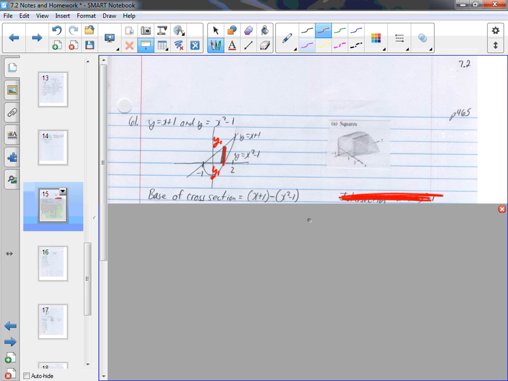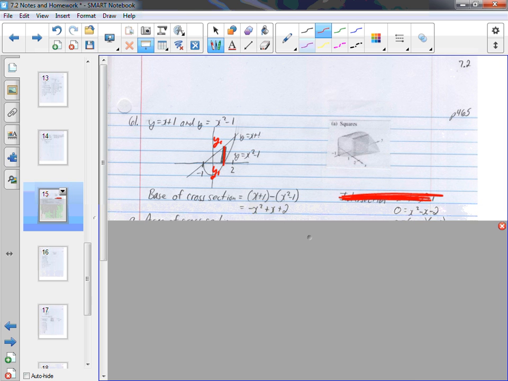So the y-coordinate on the top is called x plus 1 because that's the graph of y equals x plus 1. The y-coordinate on the bottom is called x squared minus 1 because the graph on the bottom is the graph of y equals x squared minus 1. So when I combine all of that, that's what the base of the cross section is. Okay? All right. Can I now find the area of that square?